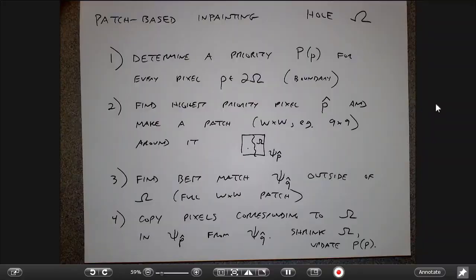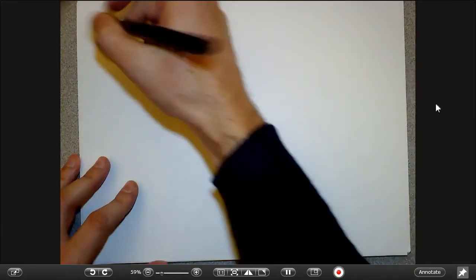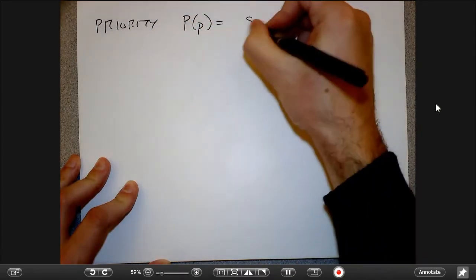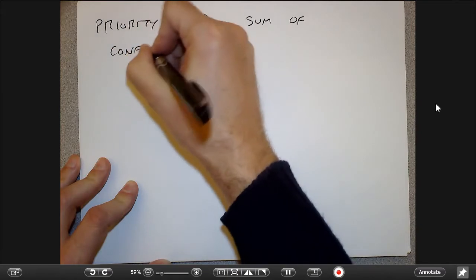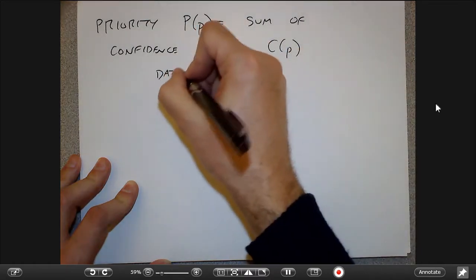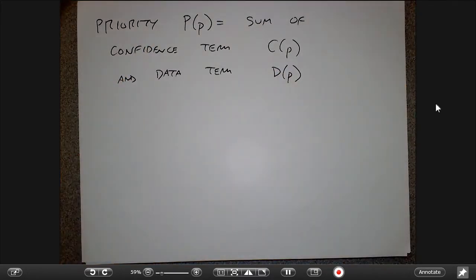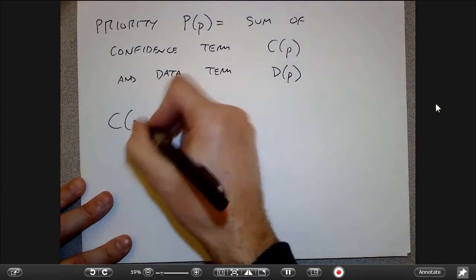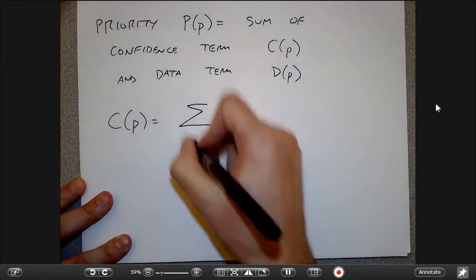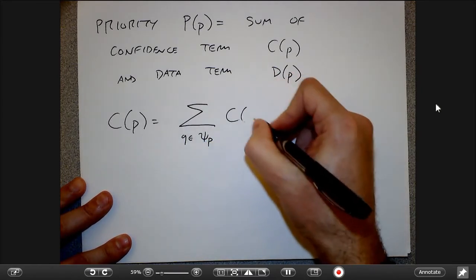And so if I were to write that down, basically the priority P is the sum of what we call a confidence term, C of P, and a data term, call it D of P. And the confidence term is nothing more than the sum, for all of the pixels in the window around P, of the confidences of those pixels.